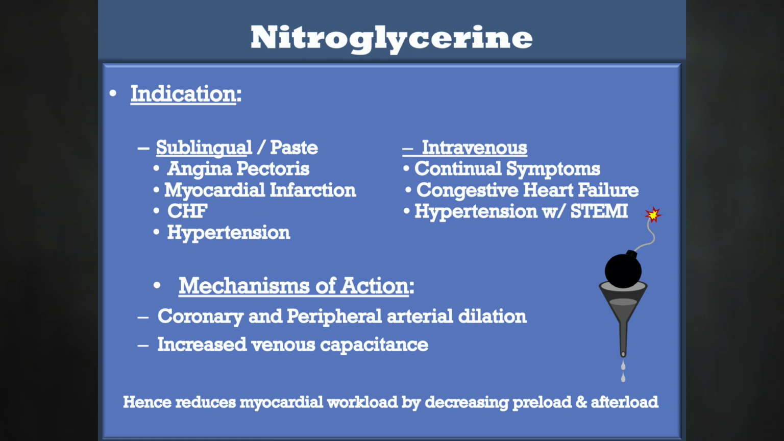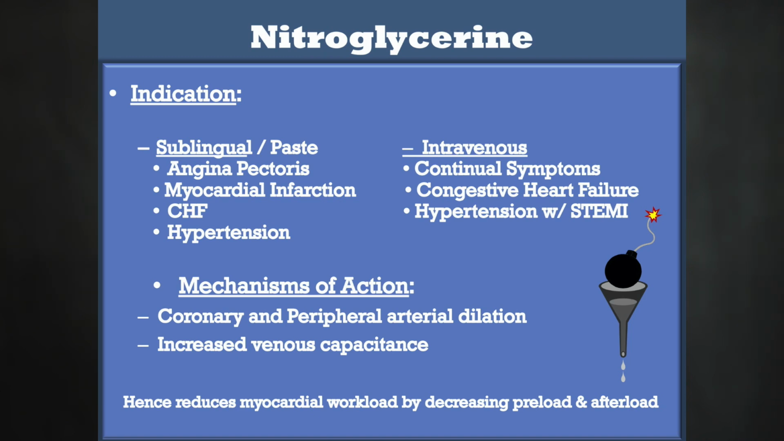You might see IV nitroglycerin for continuous use in the patient who has continual symptoms that don't subside with the sublingual or the paste. For patients that have congestive heart failure, or patients who are having a STEMI and have hypertension, we may see that utilized. Remember, this drug causes vasodilation, which may cause a headache, may drop their blood pressure. It also reduces the workload of the heart by increasing venous capacitance. That is, blood is less likely to make it back to the heart and more likely to stay in the vascular system.